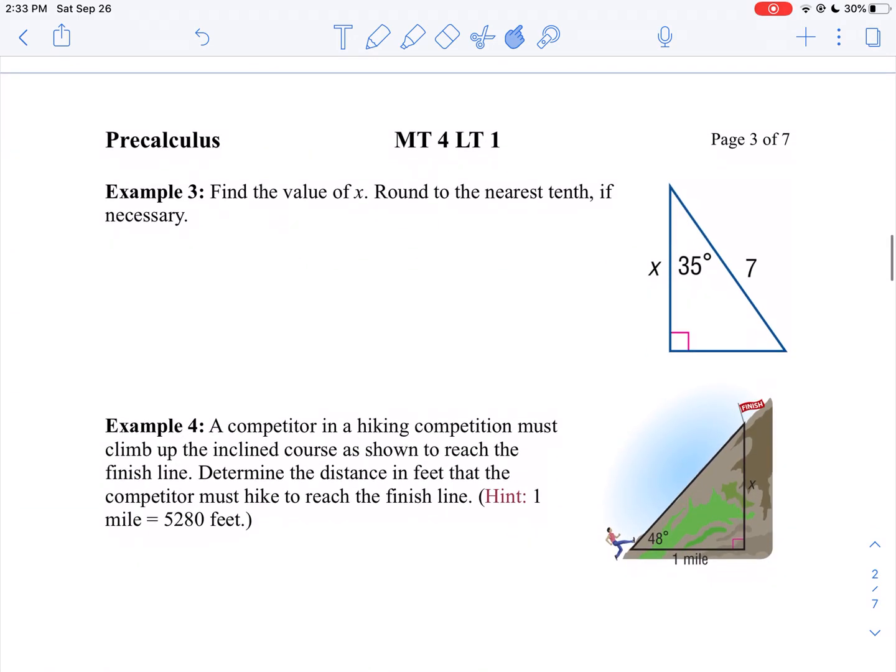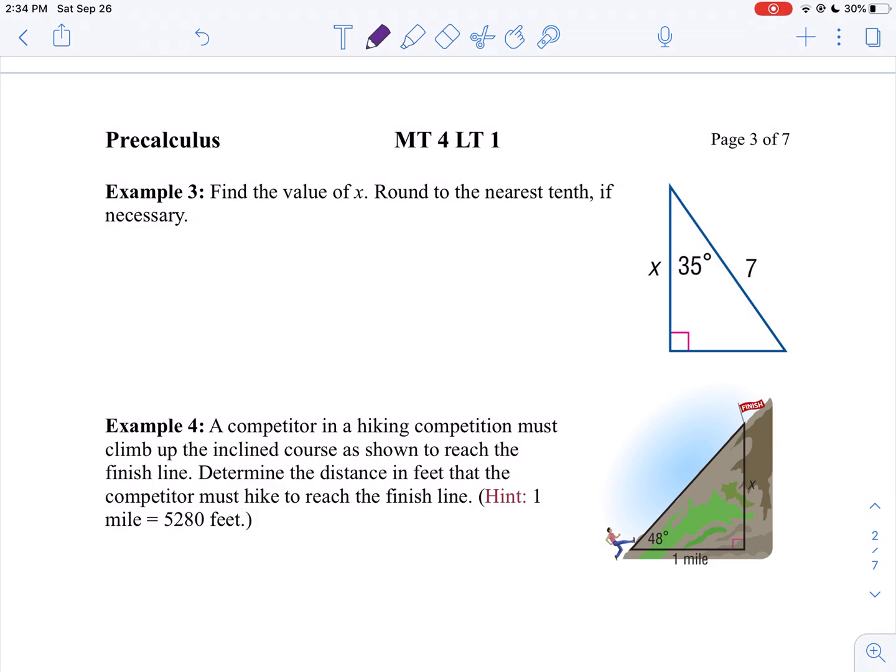If we take a look at example 3, now that's not an exact answer, is it? So we're not going to have to use our chart. We're just going to use our calculator here. If we take a look at what we know, we have 35 degrees. x would be adjacent to 35. 7 is your hypotenuse, so adjacent over hypotenuse, let's use cosine.